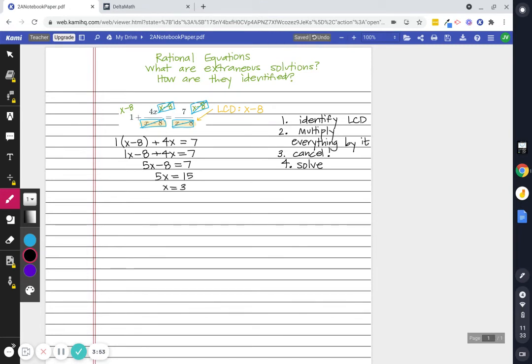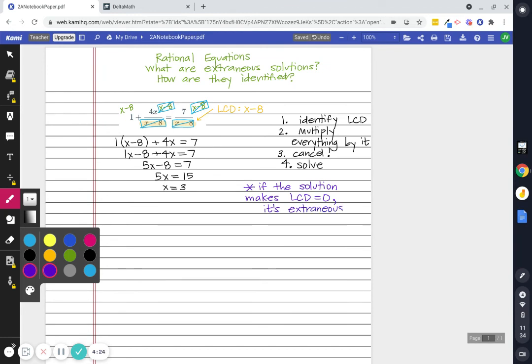Okay. Now, I told you about extraneous solutions at the very top. And you're like, so what does that even mean? Here's your short crash course, then I promise we'll talk about it more tomorrow. If the solution makes the LCD equal 0, it's extraneous and it gets tossed. Here's what I mean. If I put this 3 in here and I get 3 minus 8, that's negative 5. So our solution is a good solution.